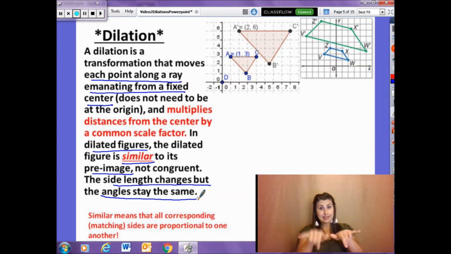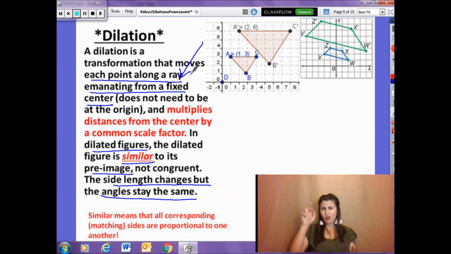So what is it talking about with this ray? This is what it's saying. If I have, for example, this one at the origin, it does not need to be at the origin. It's saying that if I draw lines like this, they will all correlate.